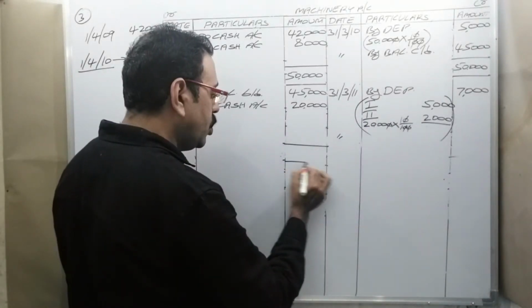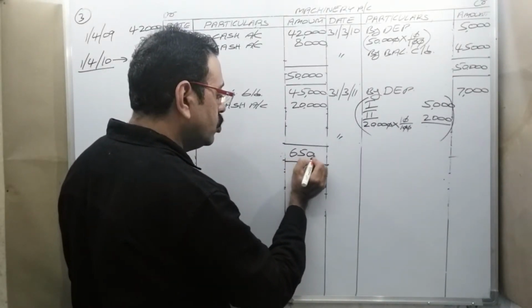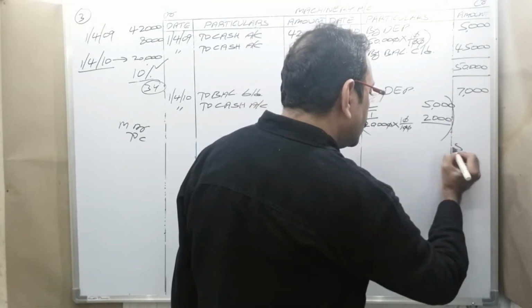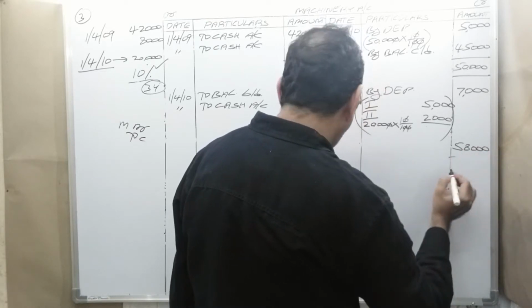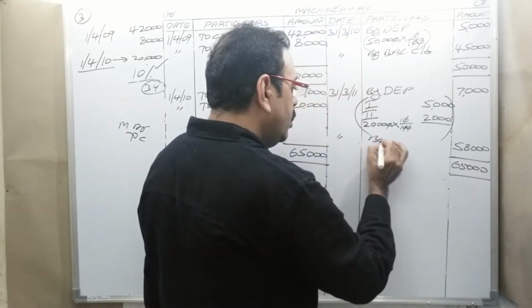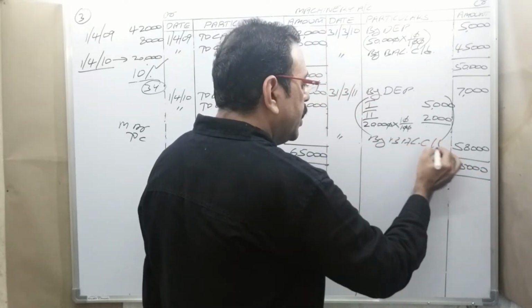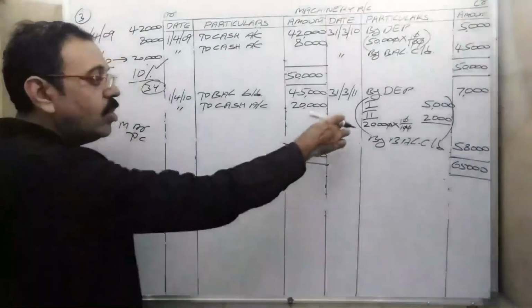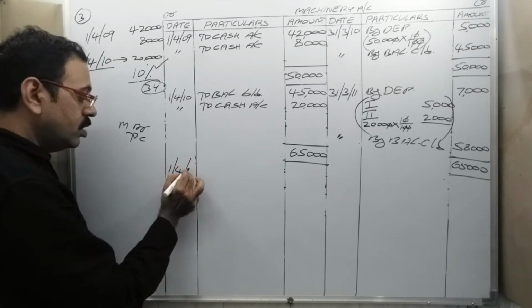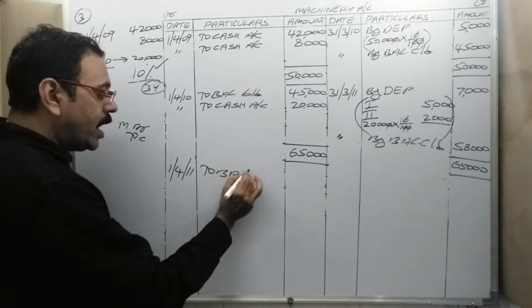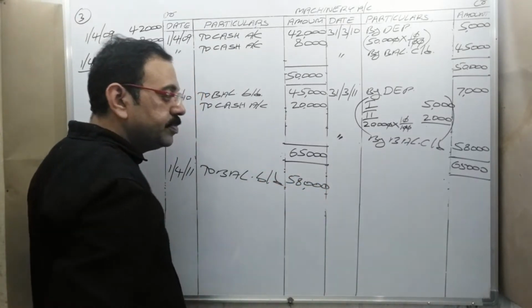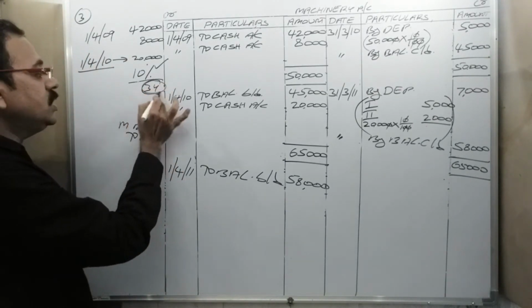Now the debit side total is 65,000 rupees minus credit side total 7,000. So balance carried down will become 58,000 rupees, by balance carried down on the same date. Now take the balance to the third year. 1/4/11, to balance brought down, 58,000 rupees. Then for 3 years he is asking now.